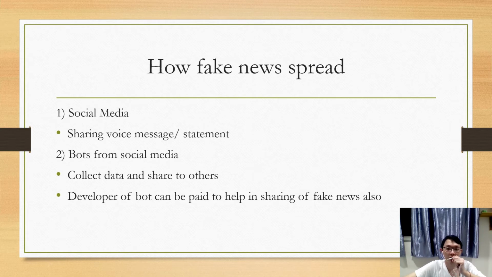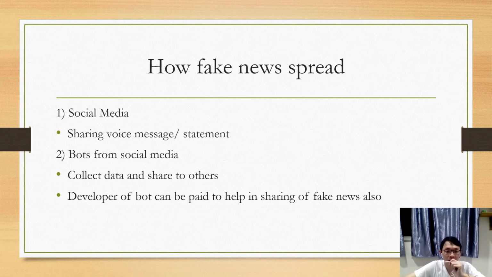Next, we'll talk about how fake news spreads. The fastest and simplest way of spreading fake news is through social media such as Facebook, Instagram, and WhatsApp. People can simply make fake news by a voice message or a post or a statement and share it to all their friends. When their friends see this, some of them might not believe it, but others might believe that the news is real. Those who believe it might share it to their friends. Through this way, fake news can be shared to an unlimited number of people in just a few minutes.